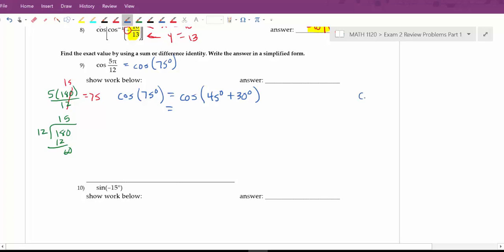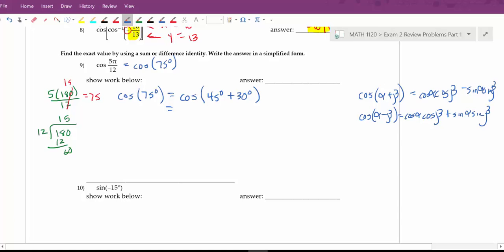So your cosine identities go like this. If you had alpha plus beta, it goes cosine alpha, cosine beta, minus sine alpha, sine beta. And if you had cosine of alpha minus beta, that goes cosine alpha, cosine beta, plus sine alpha, sine beta. I just remember this identity: cosine, cosine, sine, sine, different sign. I don't give that to you. You have to remember that.